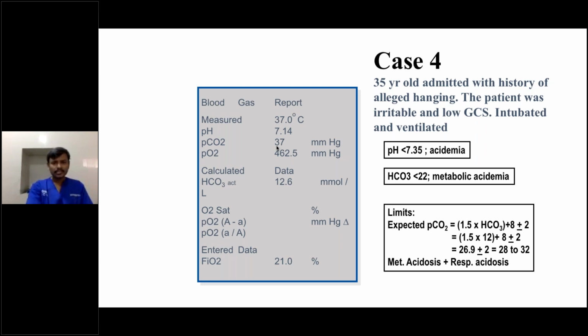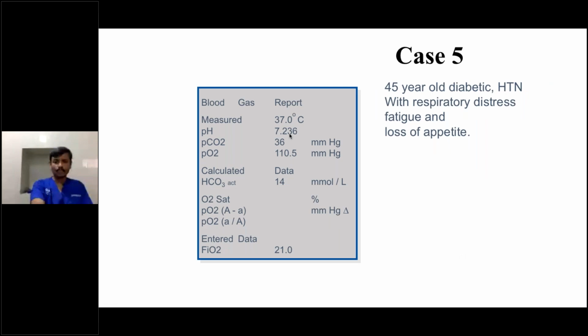But in this patient, better to maintain normal carbon dioxide as much as possible. That is a different story. So this is how we calculate compensation. So here is another case: a diabetic patient, hypertension, with respiratory distress, fatigue and loss of appetite.